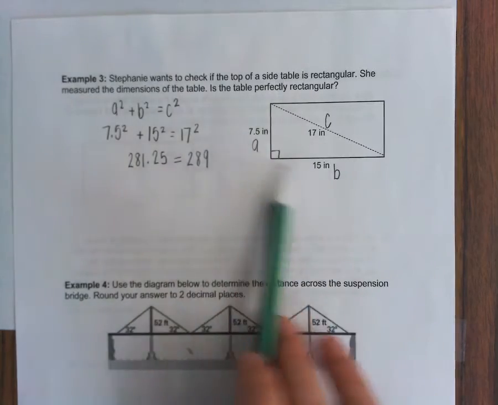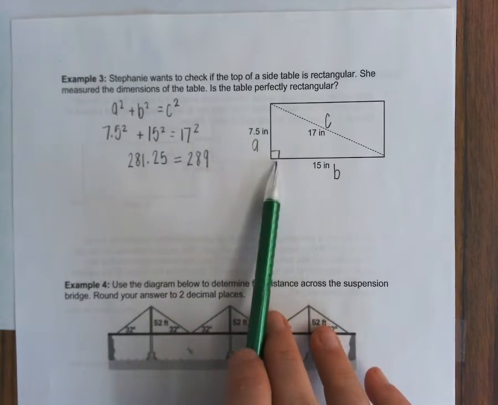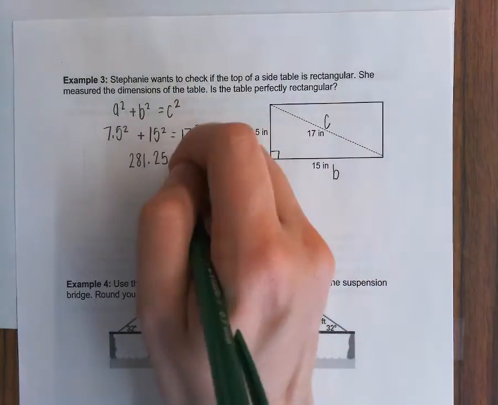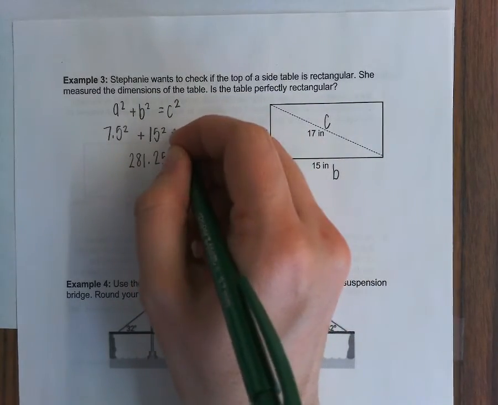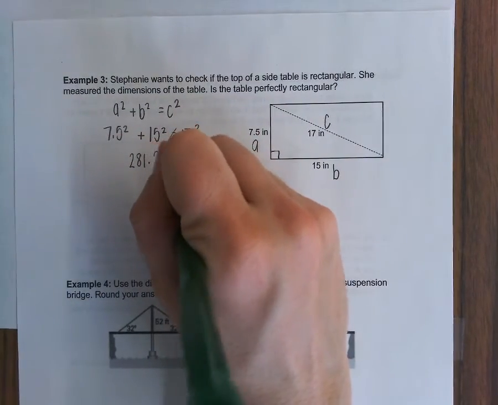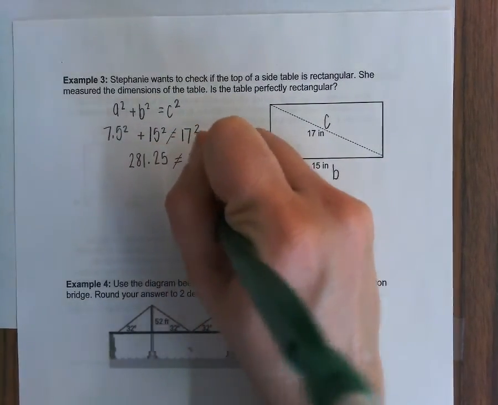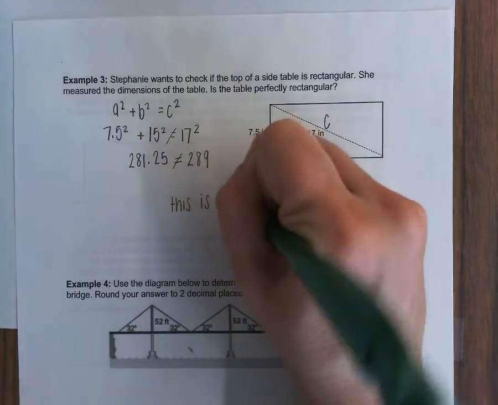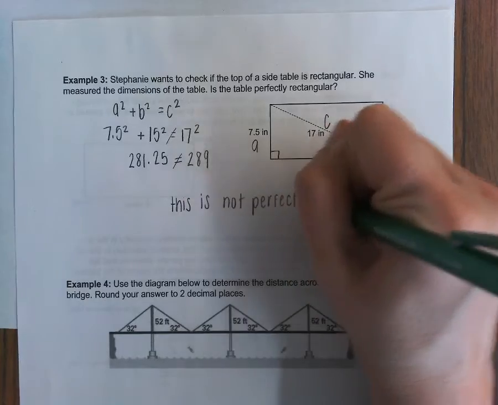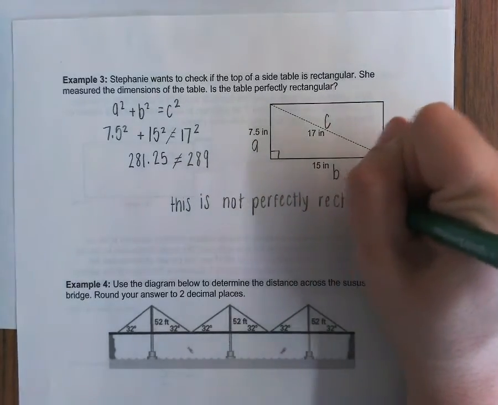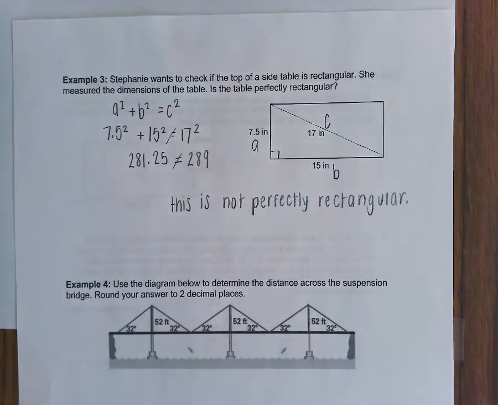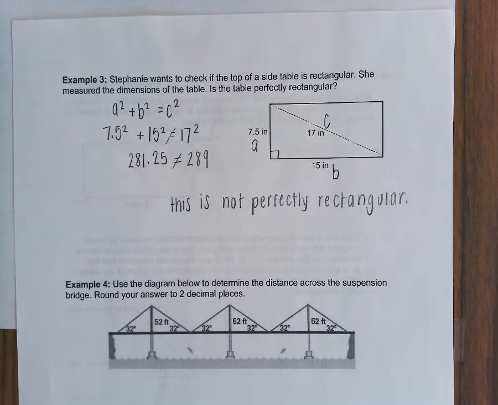If this was a perfect rectangle and this was a 90-degree angle, these two sides would be equal, but they are not equal. So this means this is not perfectly rectangular, because it is not a 90-degree angle.